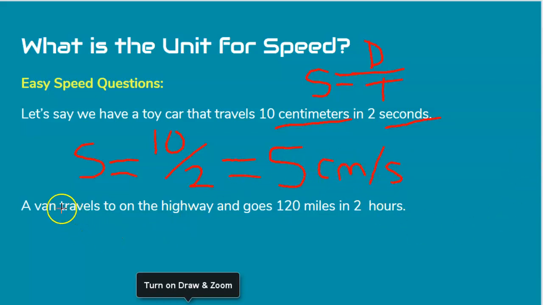Let's look at the second one. A van travels on the highway and goes 120 miles in 2 hours. So again, the speed equals the distance, which is 120, divided by the time, which is 2 hours, and that equals 120 divided by 2 equals 60. And again, we want to make sure we get our units in there, miles per hour. And that's the answer. Very, very simple. Speed equals distance divided by time. If you can identify the distance and the time, you can solve these problems easily.